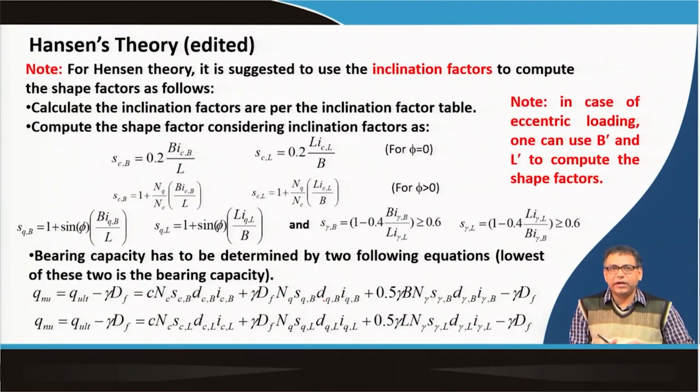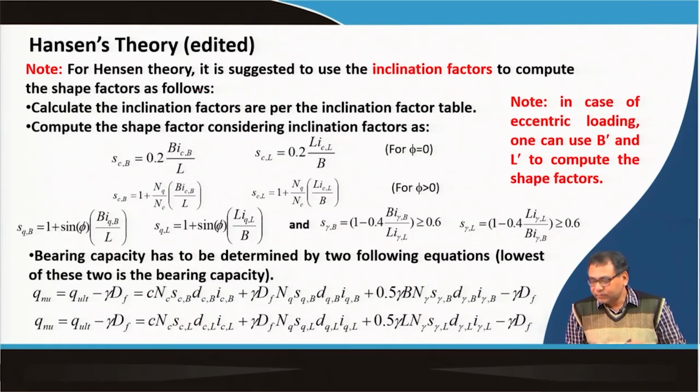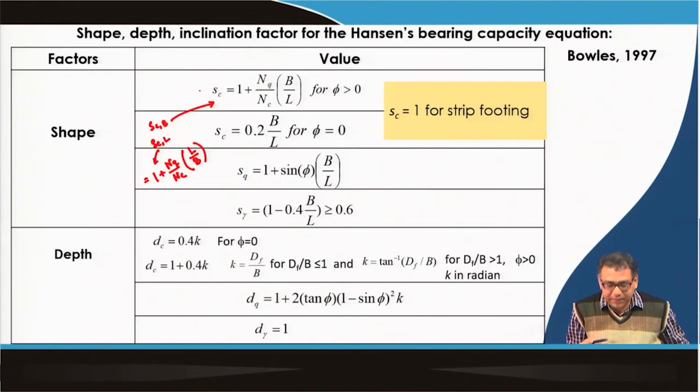Now, the second modification, to incorporate this inclination effect. For Hansen theory, it is suggested to use inclination factors to compute the shape factor as follows, if the load is inclined. So, in the Hansen bearing capacity equation, when you calculate the shape factor, you modify it, because the original shape factor is given as Sc = Nq divided by B by L.